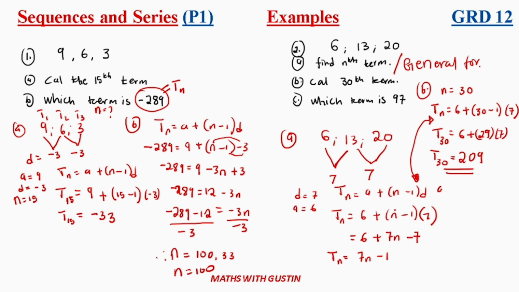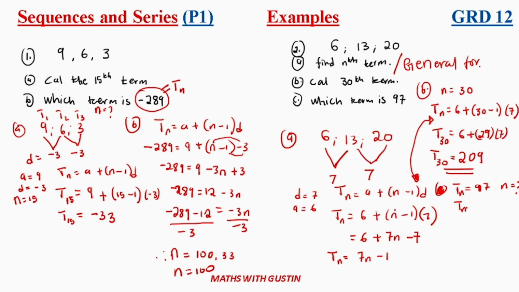On question C, they're saying which term is equal to 97. So basically here they've given us Tn as 97. They want us to find n, the number of the term that gives us 97. Always ask yourself a question, guys. Before you answer the actual question, ask yourself, what are they asking you to find? In terms of the arithmetic formula, they are asking us to find n.